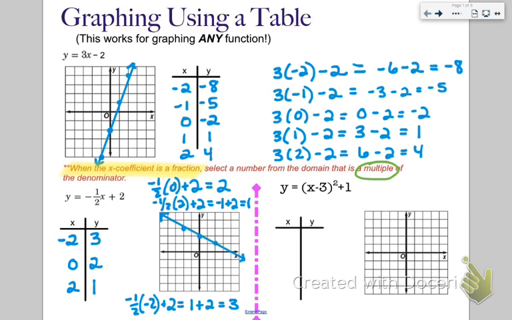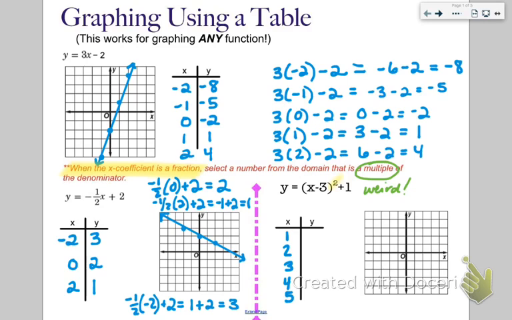The next function is a little bit different because we've got that weird little square thing. So I'm going to choose x values, and you guys won't be expected to choose these x values for this type of function, I just want you to see the whole picture of it. So I'm going to choose 1 through 5.